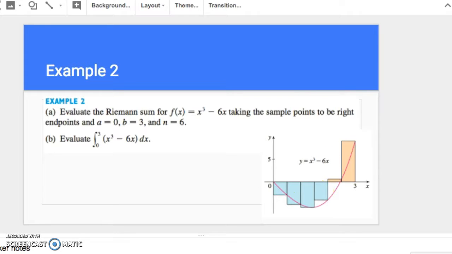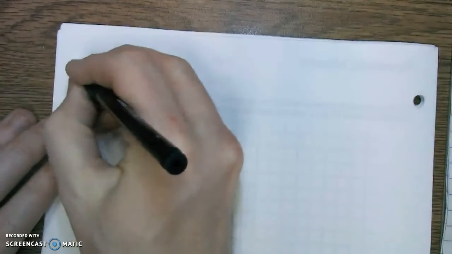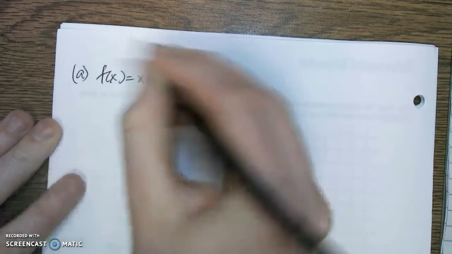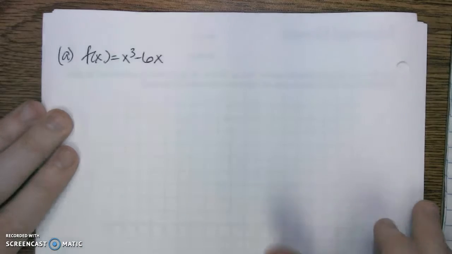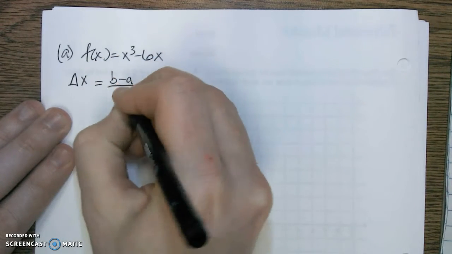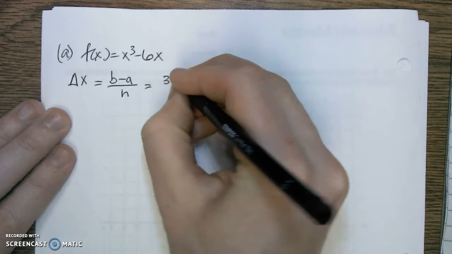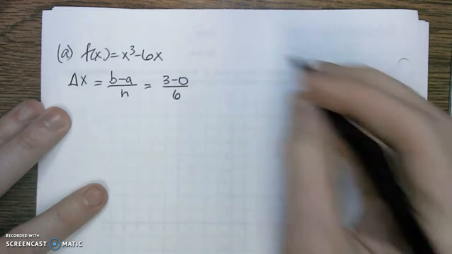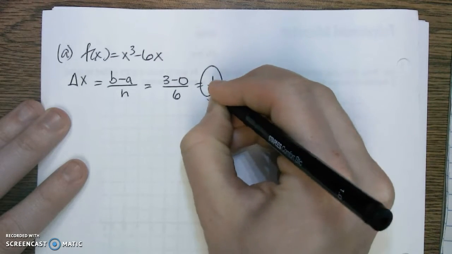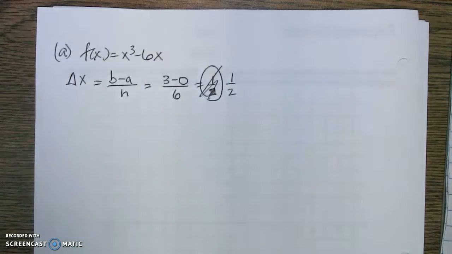So let's start with part A. We've got this function, and let's write that down. And we want to find the width of our rectangles. So we're going to find change in x, which is b minus a over n. And they gave us 3 and 0 and 6 rectangles. So the width of my rectangles is 1/2. Let me rewrite that, 1/2, or 3 over 6.